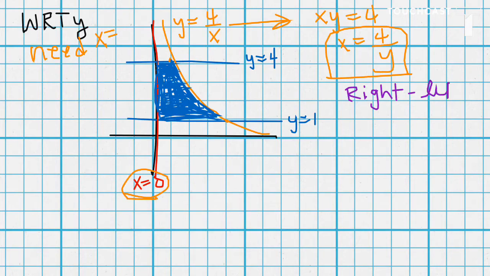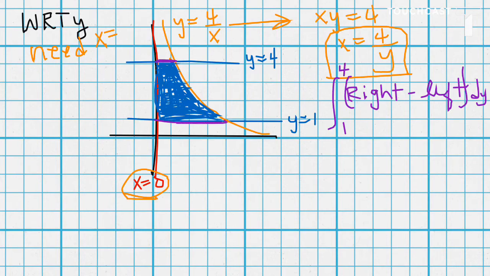And so now I'd be looking at the right minus the left, and the boundaries would be, since this is going to be dy, so the boundaries for y are the lower boundary, which is 1, and the upper boundary, which is 4.